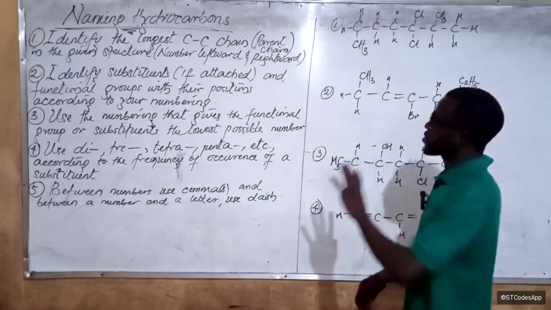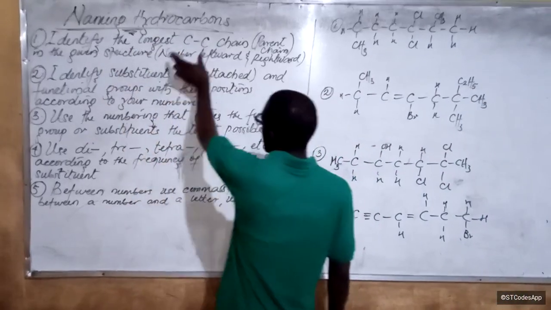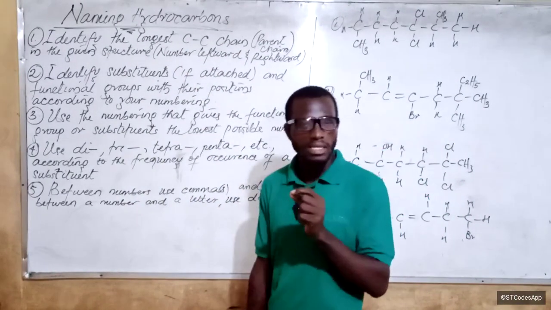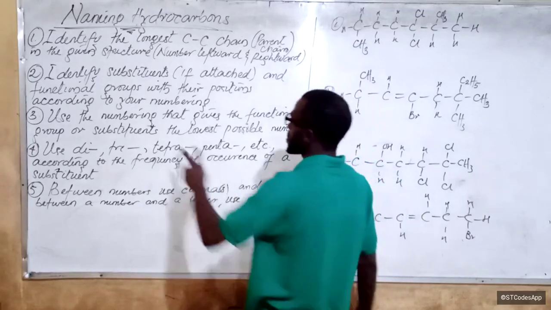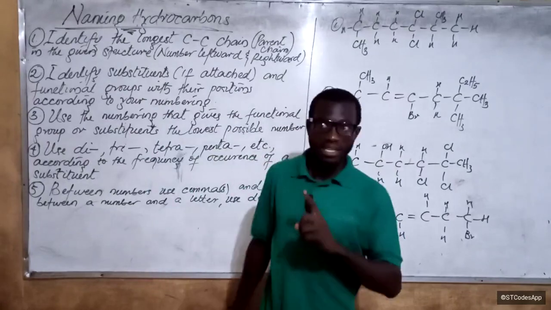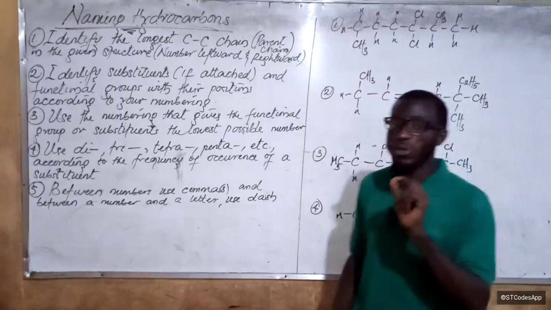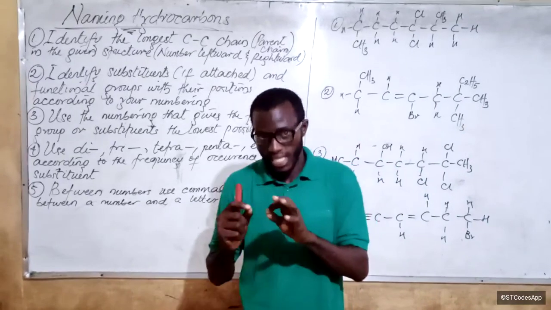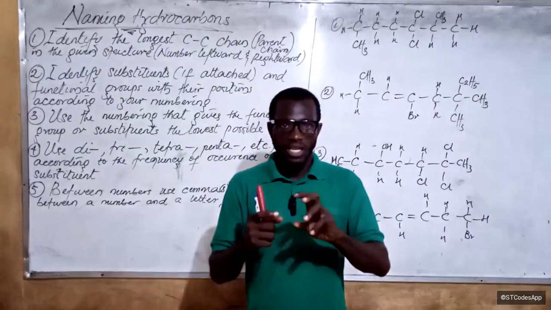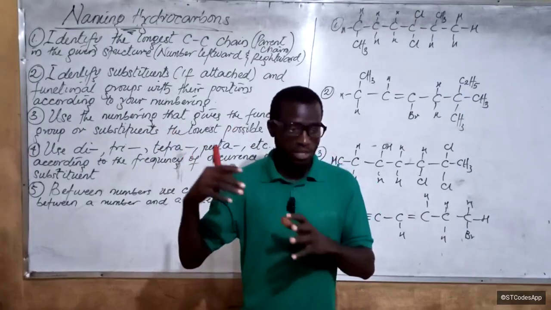So the first principle says, I'm going to be naming this quickly. The first one says we should identify the longest carbon-to-carbon chain, and that is the parent chain. The parent chain is the longest carbon-to-carbon chain in the molecule. Now, this word identify makes sense because sometimes the longest carbon-to-carbon chain is not given directly in your questions. It's usually hidden in a way. So you must know how to identify it, as much as possible.